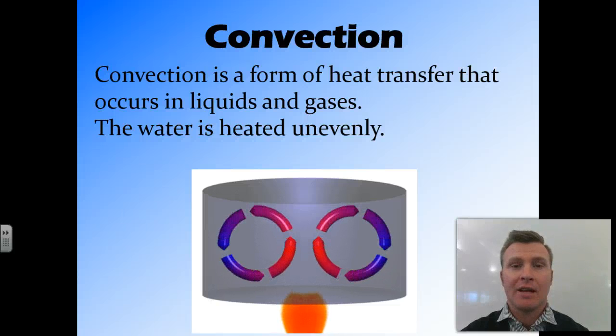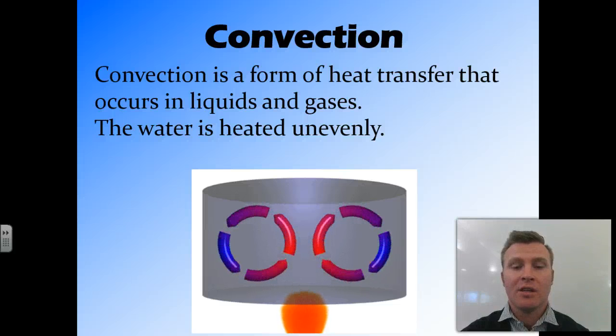The first one we'll look at is convection. Convection is a form of heat transfer that occurs in liquids and gases. The reason it occurs in liquids and gases is that in liquids and gases, the particles are free to move around and roll over each other, whereas in a solid, they're in a fixed place.